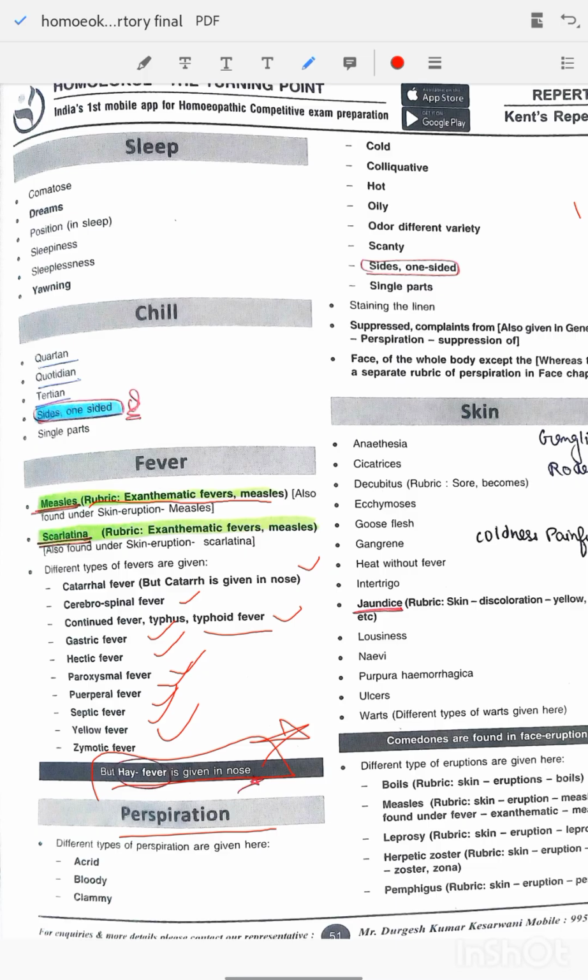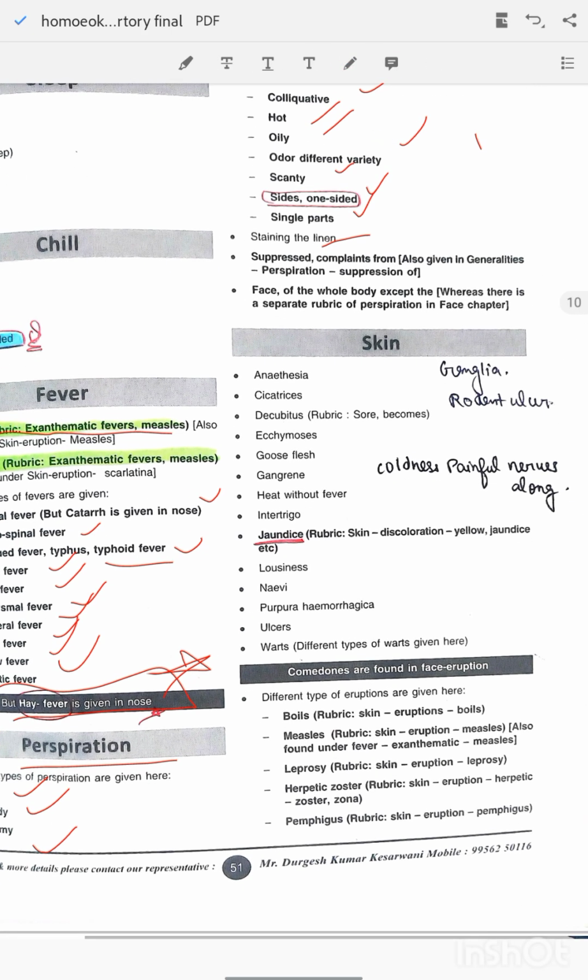Perspiration, different types of perspiration are given such as acrid, bloody, clammy, cold, colliquative, hot, oily, odor, different varieties, scanty, side, one side, single part. Staining the linen. Suppressed complaints from face of a whole body.